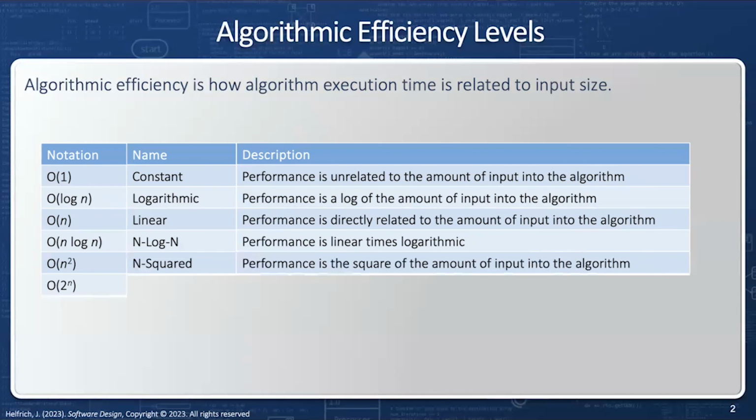The next is n squared. Performance is a square of the amount of input into the algorithm. If I double the input size, it'll take 4 times as long. And the last one is 2 to the n. Performance is really bad. If I increase the input size by 1, it'll take twice as long.